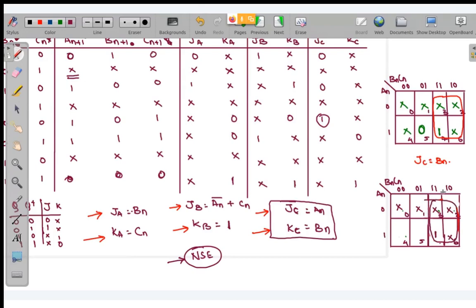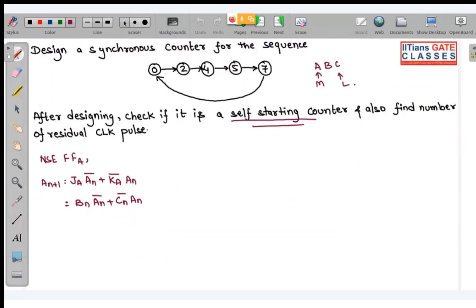So this will be Bn. It is not Cn. So Ja is also Bn, Ka is also Bn. Now this will also be Bn complement. So you can see this is An XOR Bn, An plus 1.